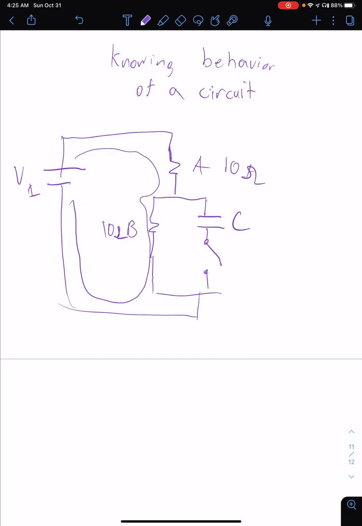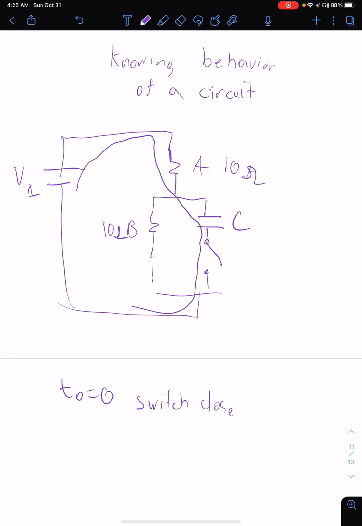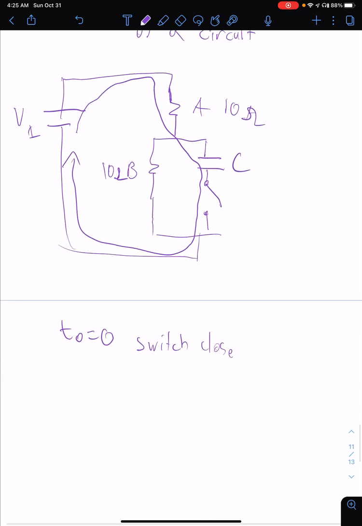Now, at T0, switch close. What would be the behavior of the current path? The behavior of the current path would be that it will instantly treat the capacitor as if it's a short, which means it will not even touch our resistor B. Okay? Because current takes the path of least resistance.